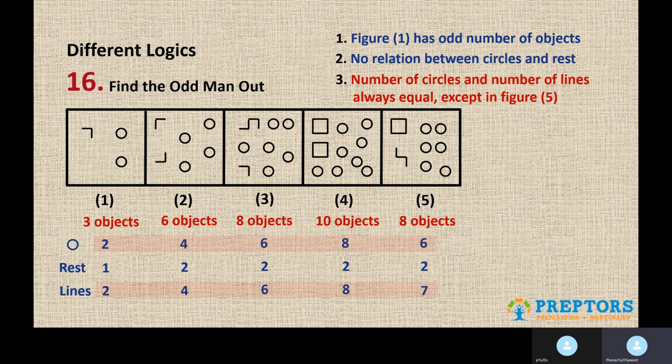So we will just have to count the circles and the number of lines. The number of lines and the circles are equal. If it's not equal, that is the answer.